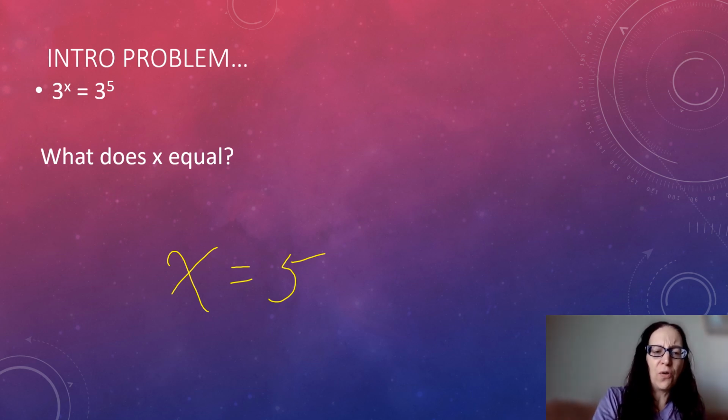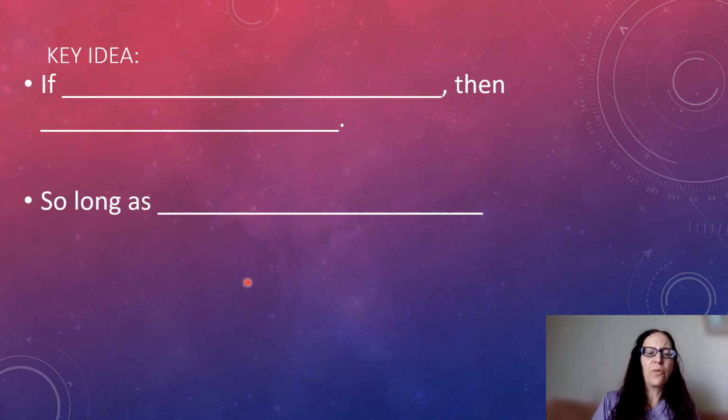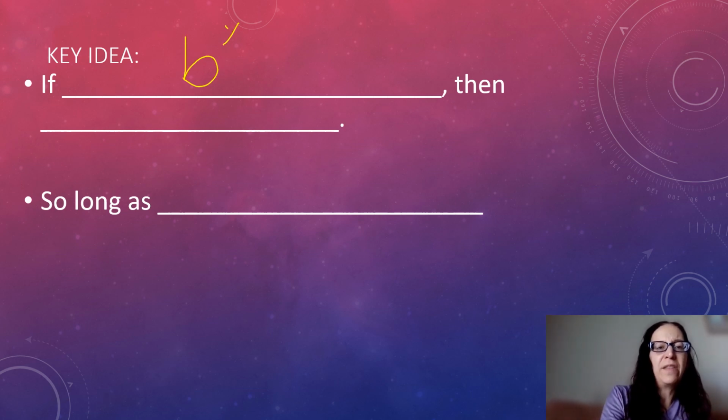You could also think of it this way. If the 3's match, then the exponents would have to match as well because of what we know an equal sign means. Okay, so that brings us to our key idea. Our key idea is this. If b to the x is equal to b to the y, and I want you to notice something, these numbers have to match. Those two numbers have to match. Then x must be equal to y.